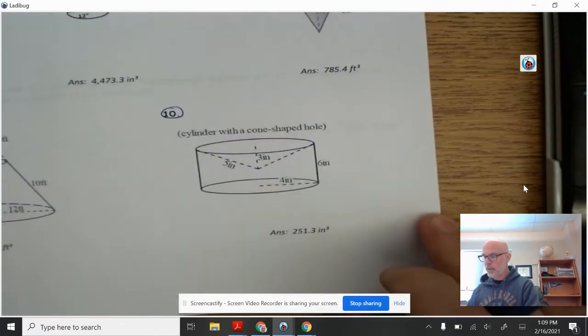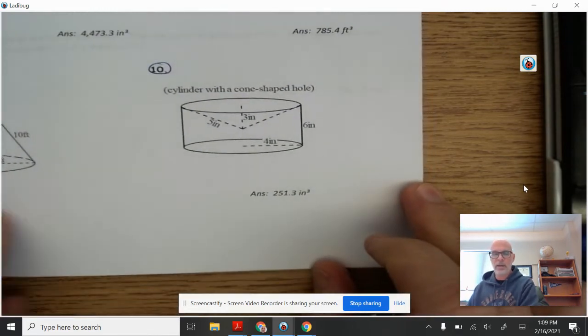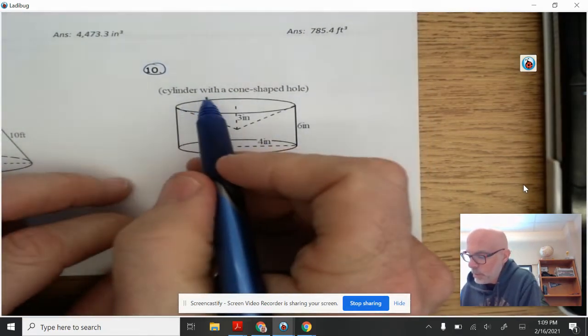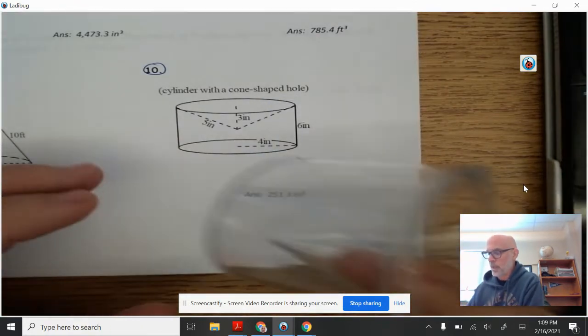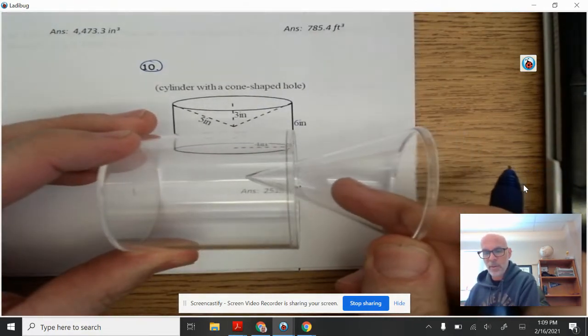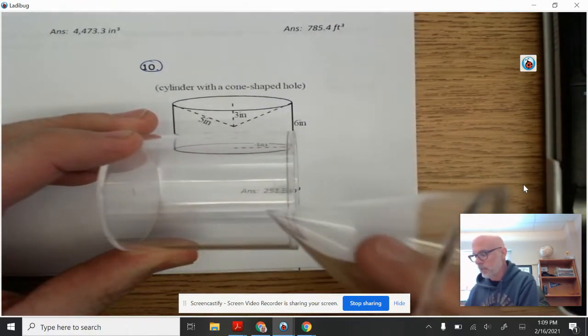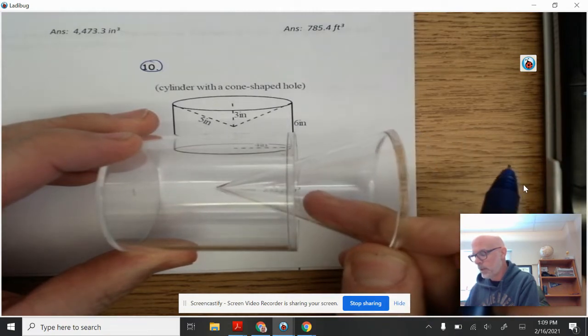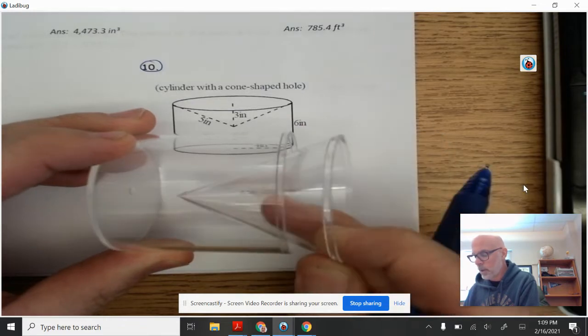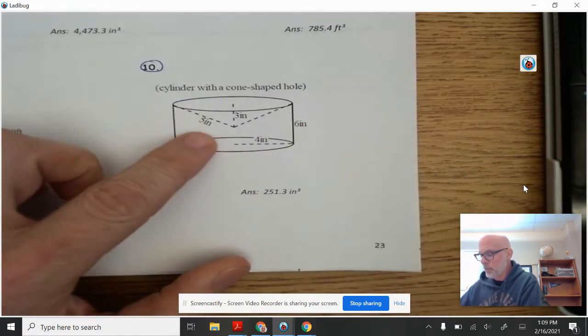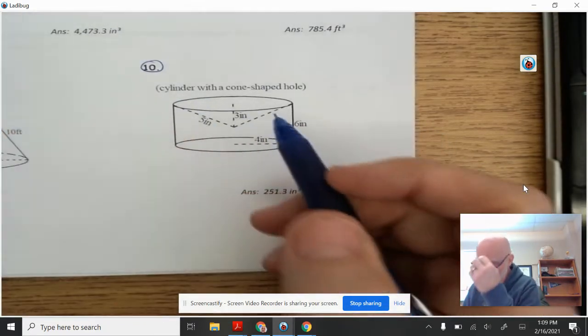All right, let's do another one down here. Here's one that has a cylinder with a cone-shaped hole. So, for example, if I had this poking part of the way in there, let's pretend this was full of water. If I push that in there, that's going to take away some of the water. It would run over. So that's what's happening. How much volume does this have with that cone-shaped hole?